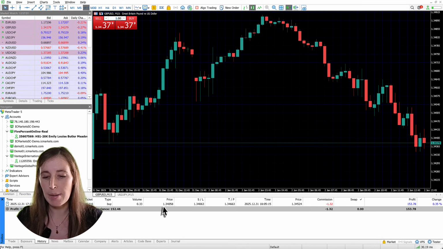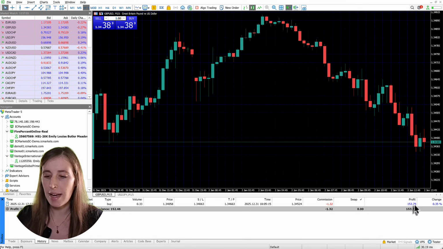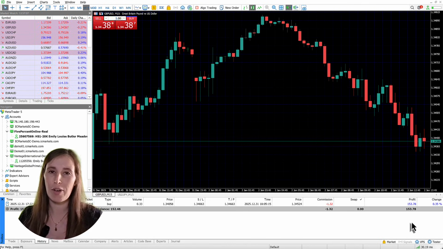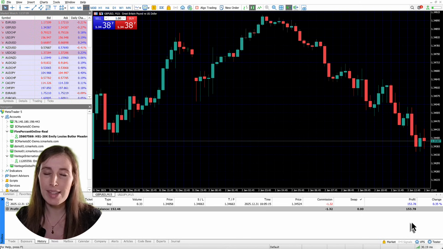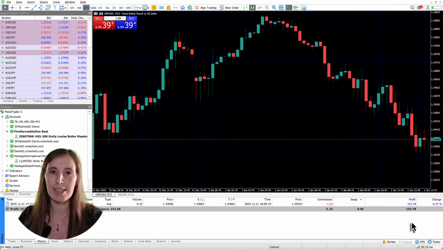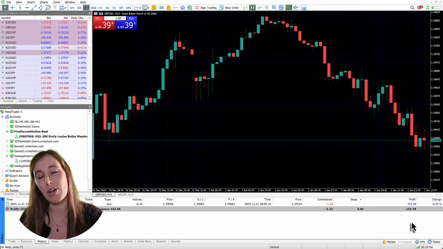On pound dollar, it was a buy position and I made just over $150, which is risking around about 0.5% of my account. This is what I would call a conservative trade. I took it because the market volume was a little bit lower and I wasn't actually planning on trading, so I thought I would use half risk size to reduce my risk on the trade.